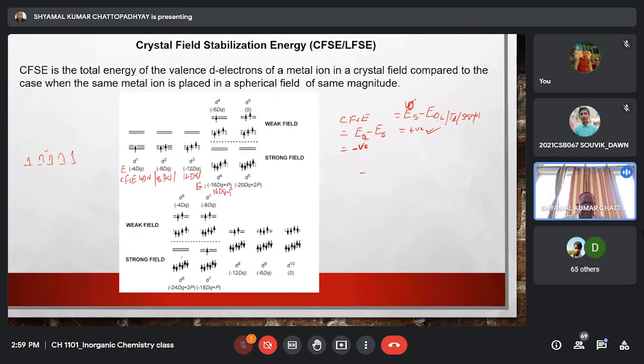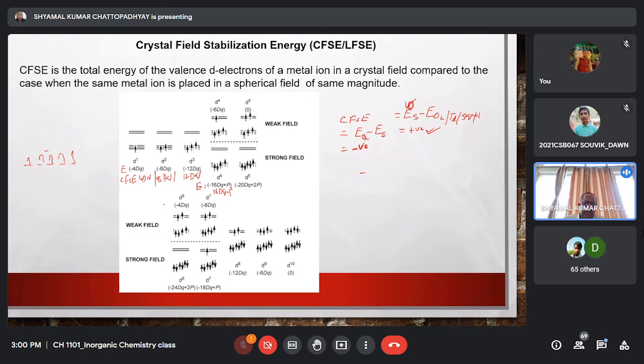Similarly, if you go to d6, you may have a t2g4 eg2 configuration. That means after d5, you add one more electron to the t2g. So this is the t2g4 eg2 configuration, or you may have a t2g6 configuration. Now in the t2g4 eg2 configuration, what is the total energy? There are 4 electrons, so minus 16 Dq, and here we have plus 12 Dq. So minus 4 Dq is the energy of the system.